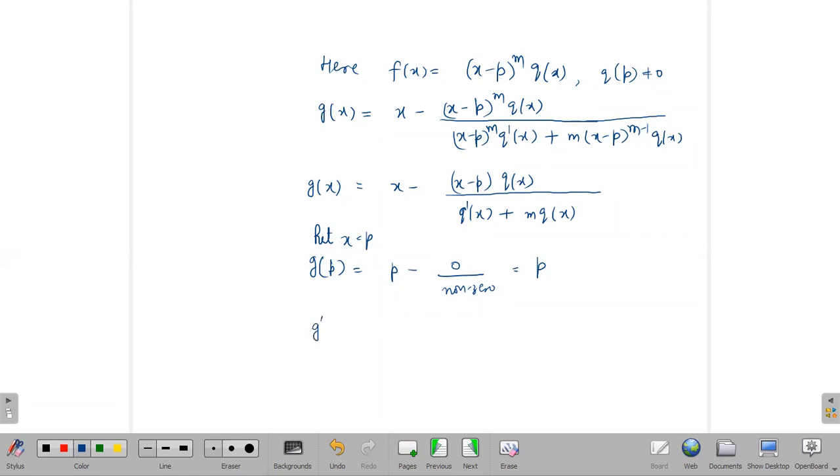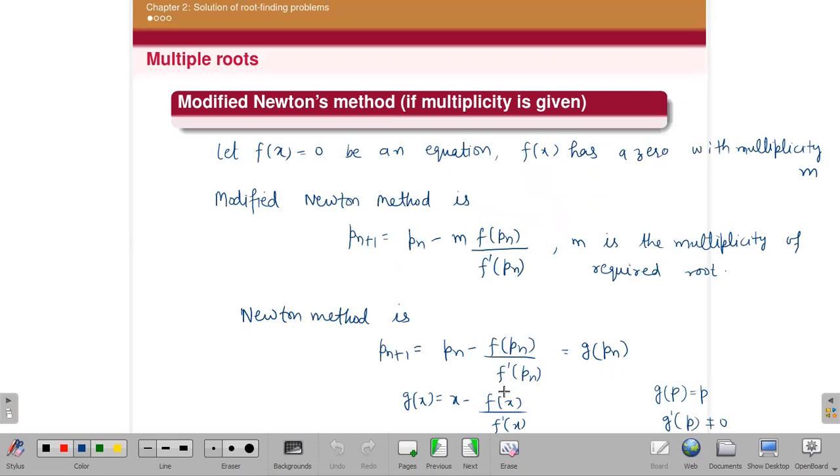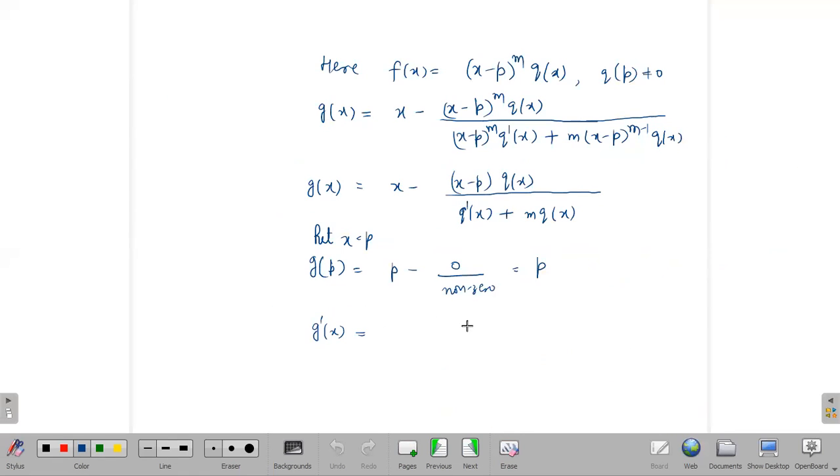So now let us take its derivative, g dash x. If g dash p is non-zero, then you will say this Newton method for that function which has multiple roots, means we are finding the multiple roots by the Newton method, will give you linearly convergent if g dash p is non-zero. But if g dash p is equal to 0, then it will give you the quadratic convergence. So let us check that g dash p is 0 or not.